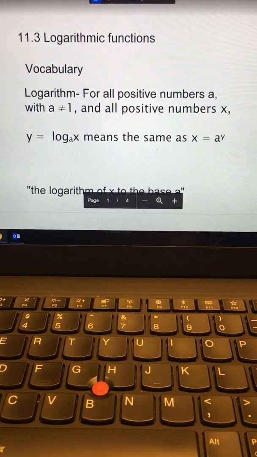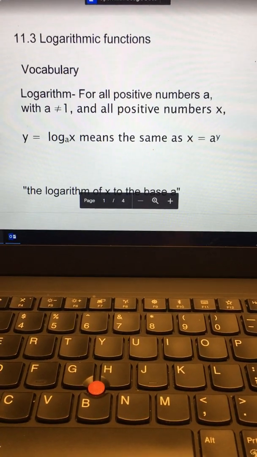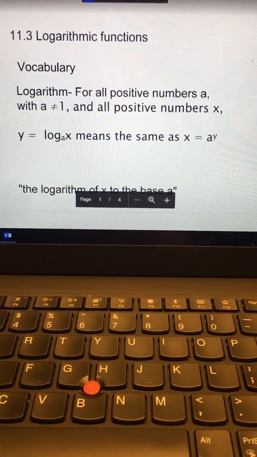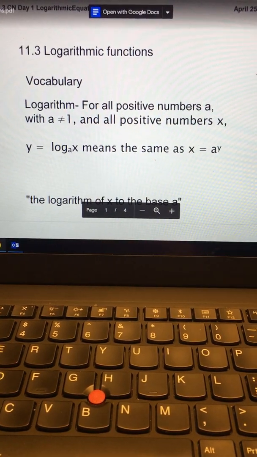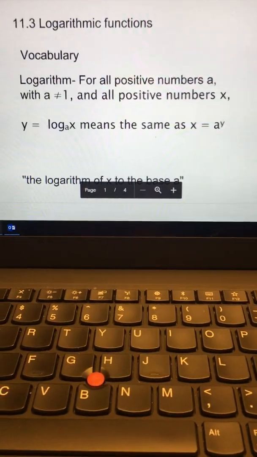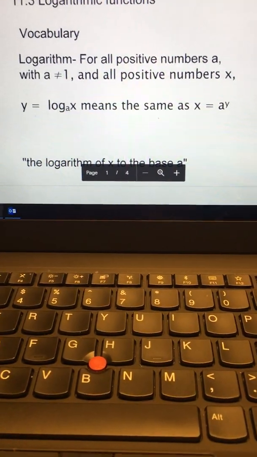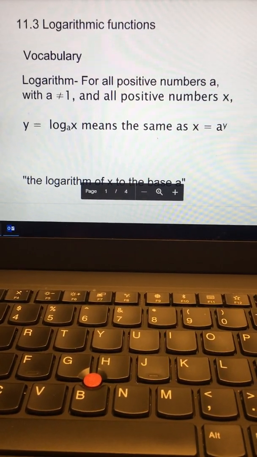Hey everyone, we are going to take our first day of class notes on 11.3, where we are working with logarithmic functions. I would probably say we're going to be working more with the equations today than the functions. We will eventually graph them, but we're going to do some solving of log equations and learning how to switch forms as well. So what's a log?